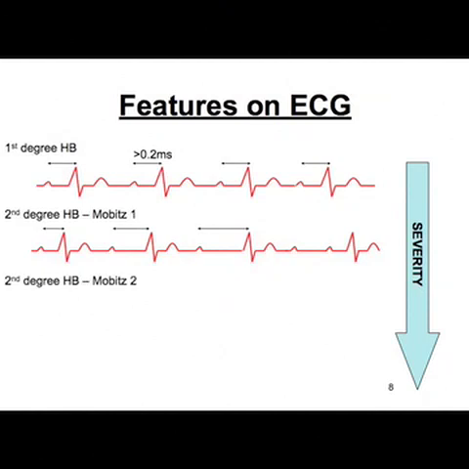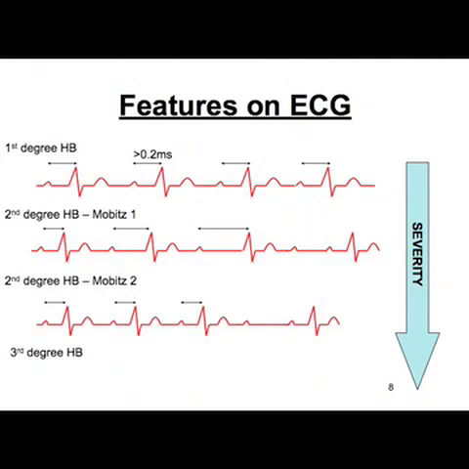In Mobitz type 2, there is variable success of electrical conduction through the AV node, resulting in either 2 or 3 P waves per QRS complex. Mobitz type 2 is the first of the worrying bradycardias, as it often progresses to complete heart block.